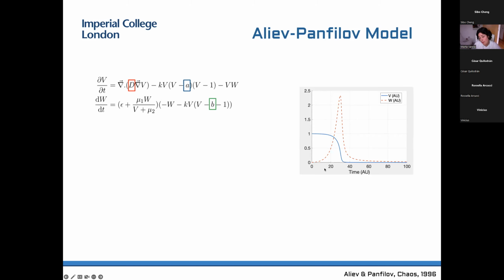This is the shape of the action potential from this model, which is very similar to the shape of the action potential in a ventricular cell. And here towards the end, you have W, and this is set up such that you cannot re-excite the cell and initiate a new action potential if W is at a high value.